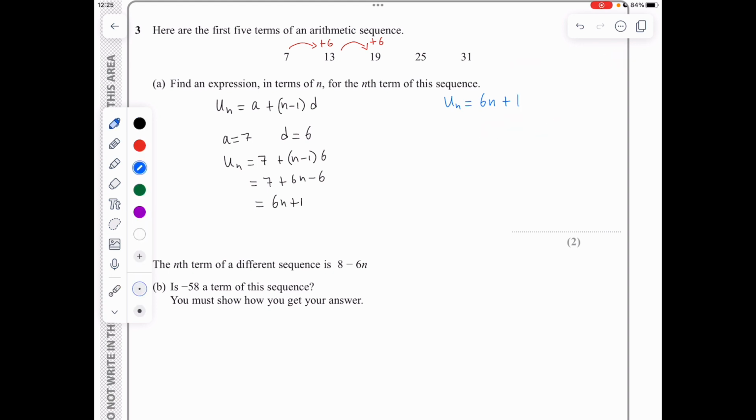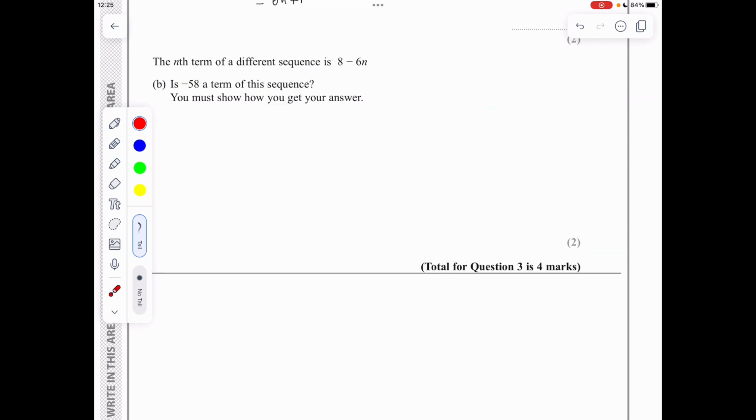And I can easily check u2, the second term here, should be 6 times 2 plus 1, which turns out to be 12 plus 1, which is 13. So this is correct. In part B, we are told that the nth term of a different sequence is 8 minus 6n, and we need to determine whether minus 58 is indeed a term of this sequence.